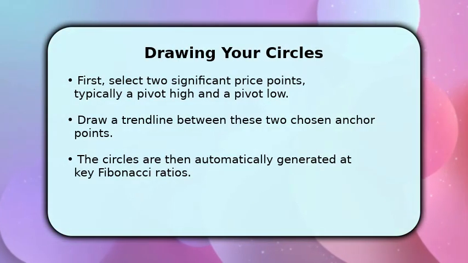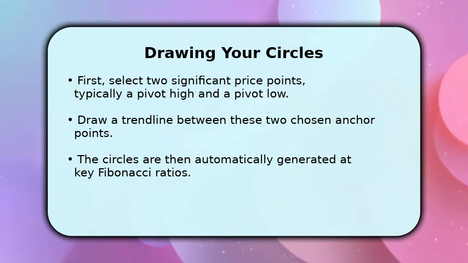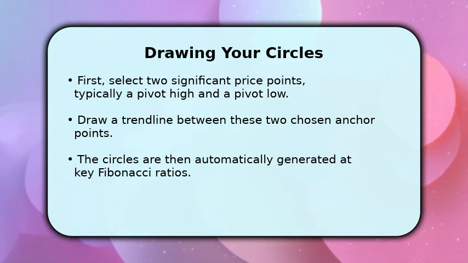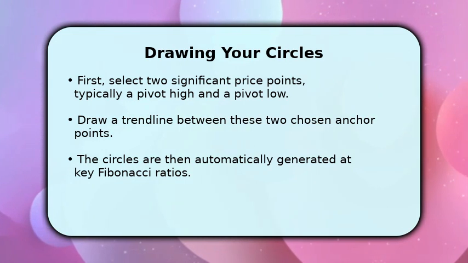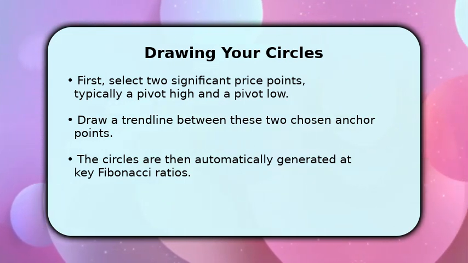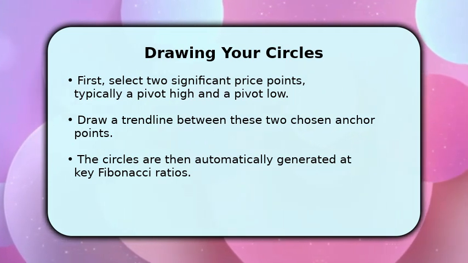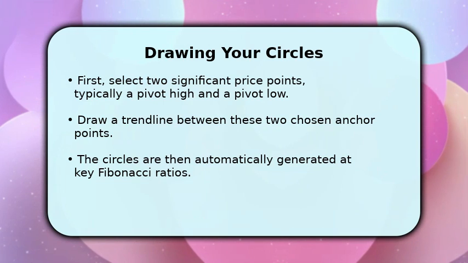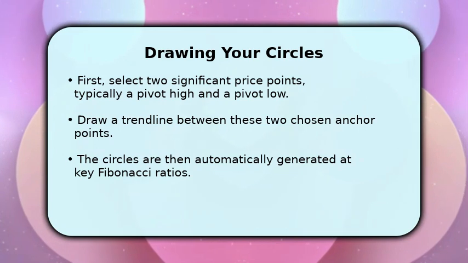To draw Fibonacci circles, begin by identifying two crucial price points on your chart, such as a clear pivot high and a pivot low. Next, draw a trend line connecting these two anchor points. Your charting software will then automatically generate a series of circles based on the Fibonacci ratios, like 38.2%, 50%, and 61.8%. You can also adjust the initial value to fine-tune the circle's scale to the current price action.